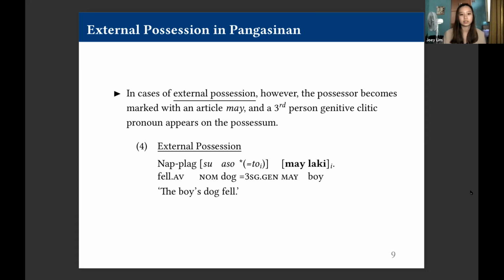So the examples might get a bit long later. For ease of reference, I have italicized all the possessor arguments and bolded the possessum arguments.